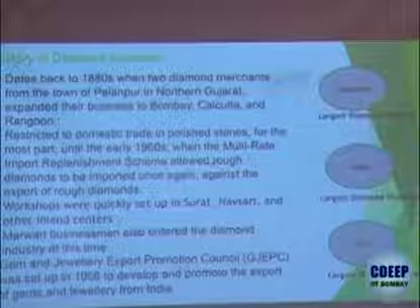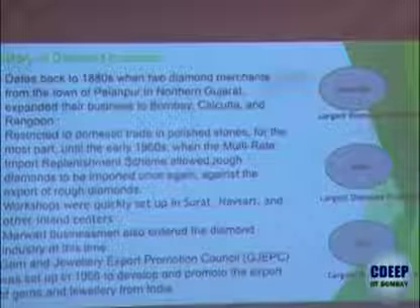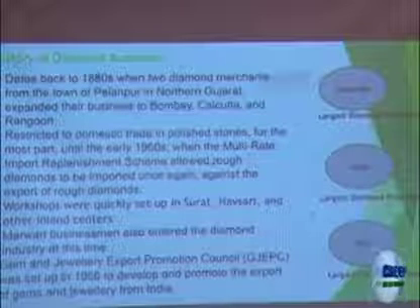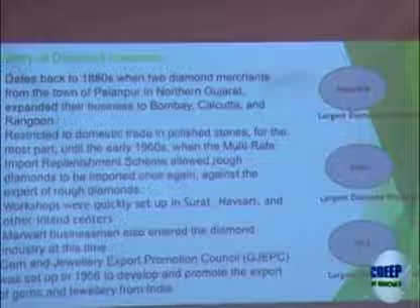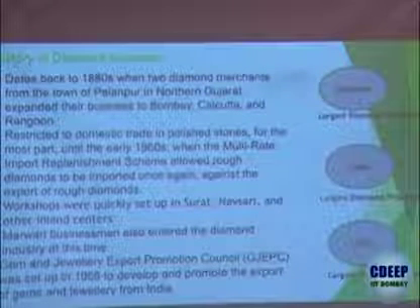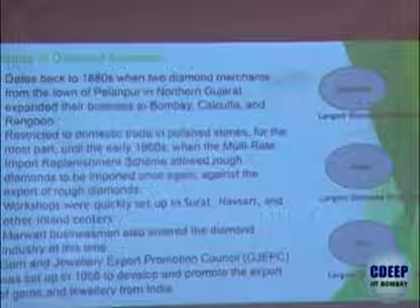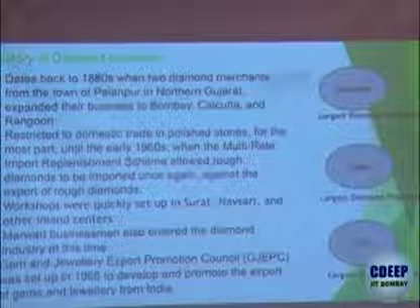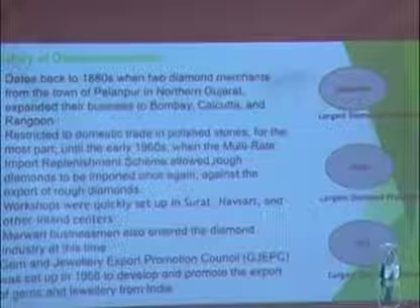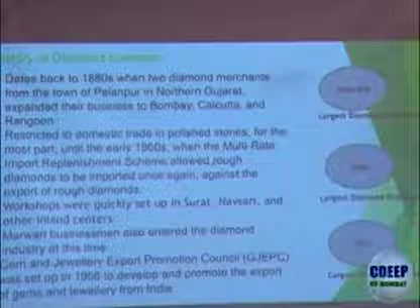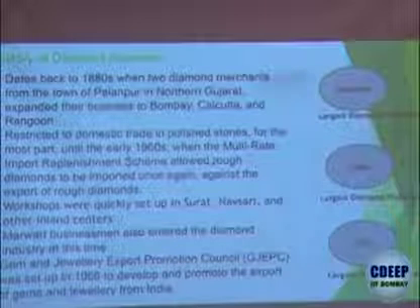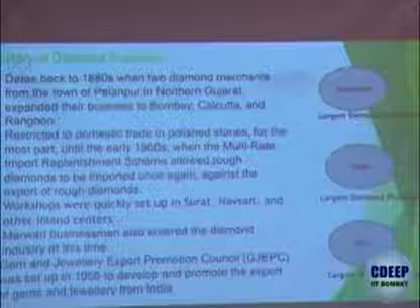We will discuss the diamond business success story in India. So let us first discuss the history of the diamond business. It dates back to the 1880s, when it was started by Mr. Surajmal Lalubhai and Amrukbhai, who came from the town of Palanpur, and they expanded their business to the towns of Bombay, Calcutta and Rangoon. Earlier the trade was restricted to the polishing of rough diamonds coming from northern Gujarat, but later it expanded outside India when the multi-rate import replacement scheme was allowed.